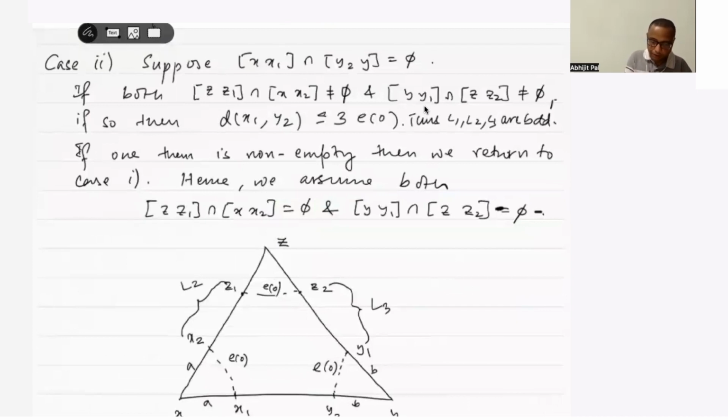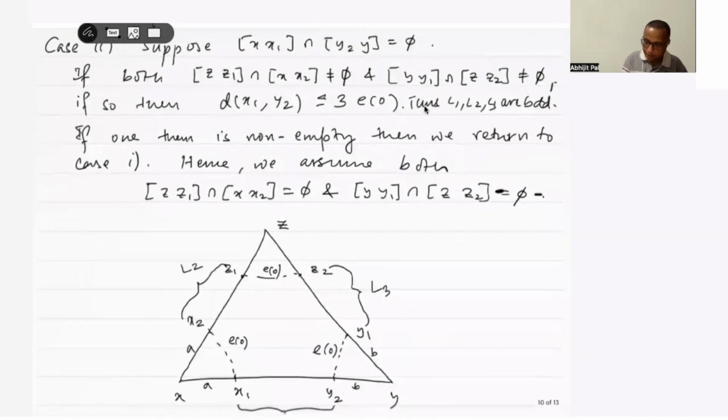And for the other sides, this geodesic ZZ1 intersects with the geodesic XX2, and the geodesic YY1 intersects with the geodesic ZZ2. So again, we can prove that the distance between this x1 and y2 is less than or equal to 3E naught. So this will prove that L1, L2, L3 are bounded.